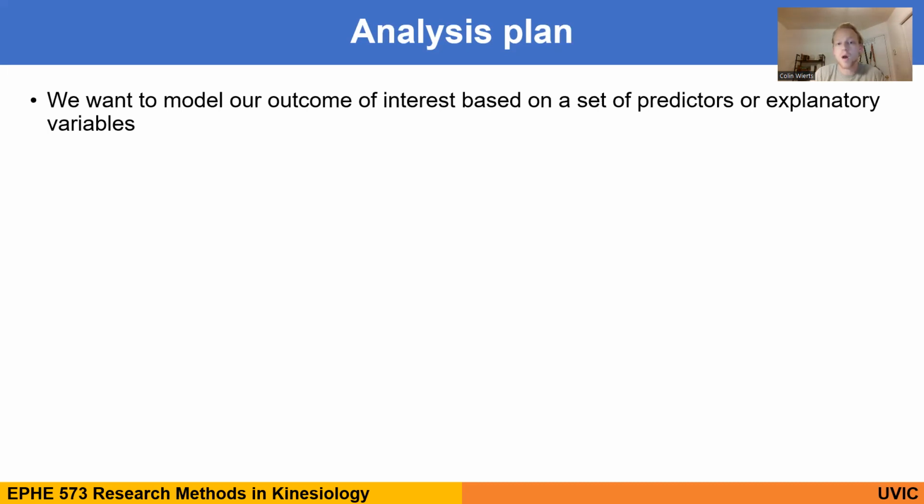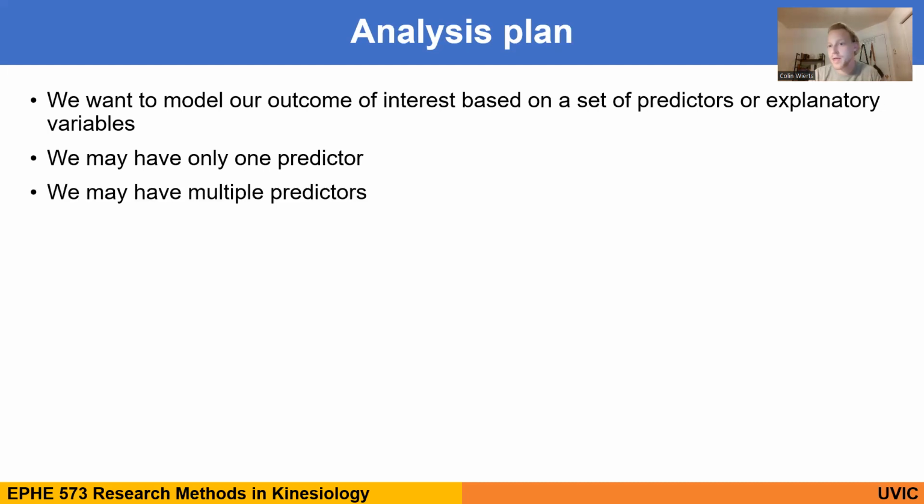Our goal here is that we want to model our outcome of interest based on a set of predictors or explanatory variables. We may have one predictor, and we may have multiple predictors. Basically, we have an outcome, and we think there's a set of variables that may explain why people are different in that outcome. For example, we might be interested in explaining why people exercise more than others. We might have predictors like motivation, how much their parents exercise, and demographics like age and gender. And so we think there's some sort of relationship between these predictors and our outcome.